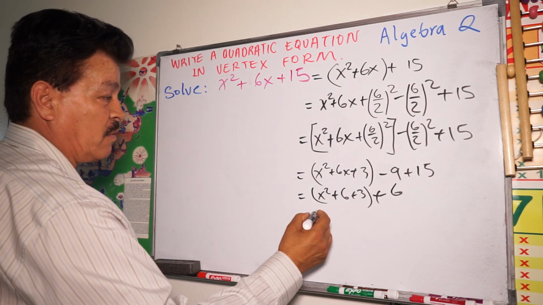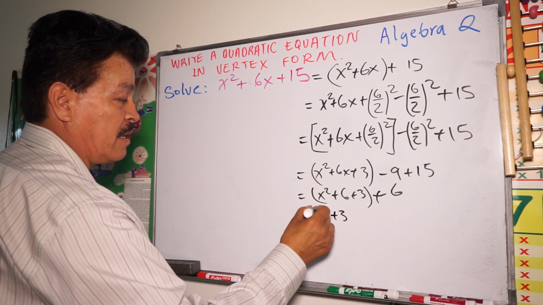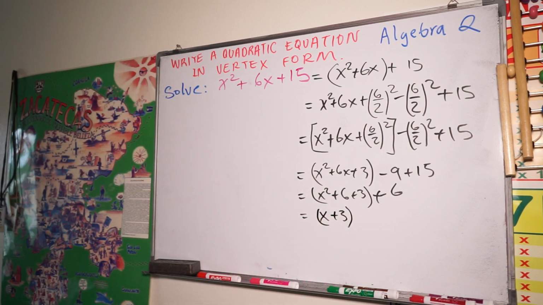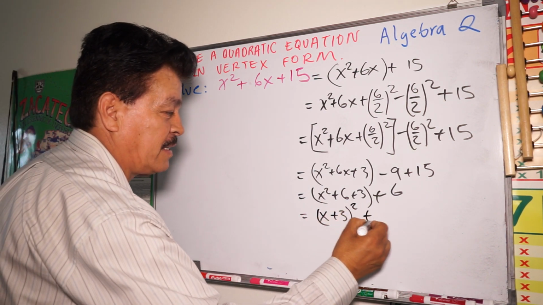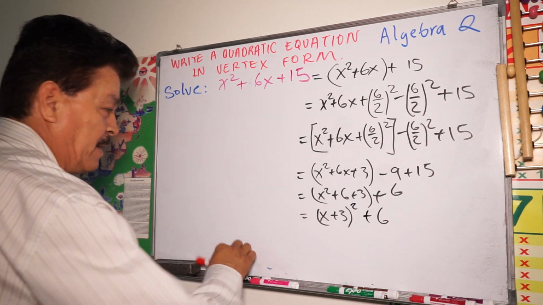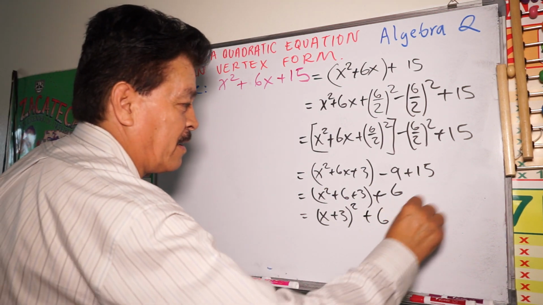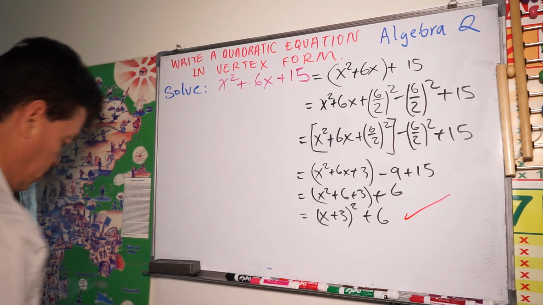Now it's a perfect square. You have to write x plus 3, to the second power, plus the constant. And then the problem is done. So how do we write the conclusion?